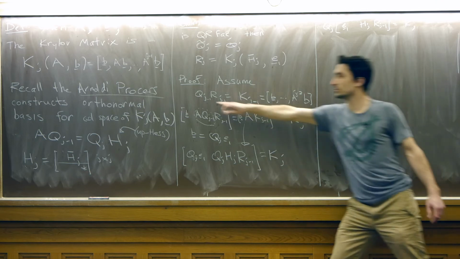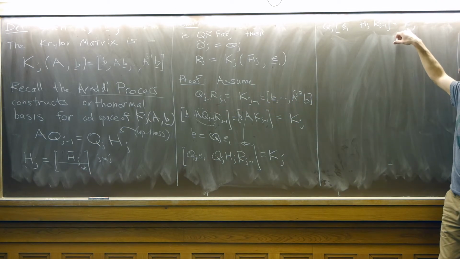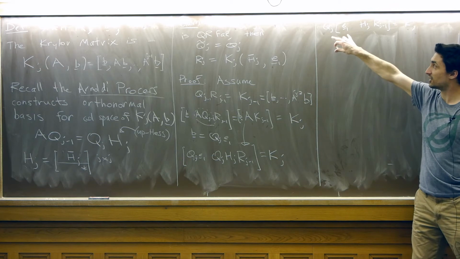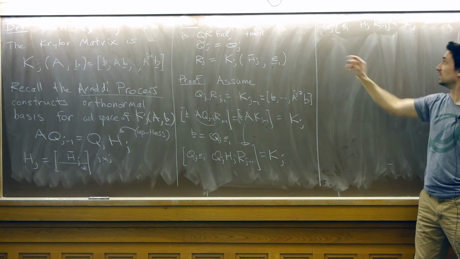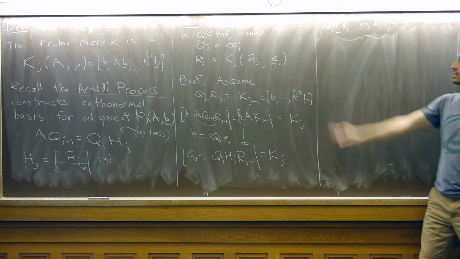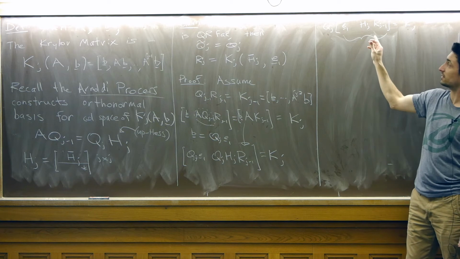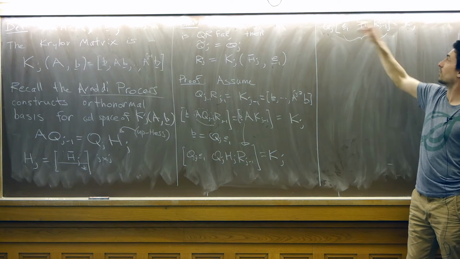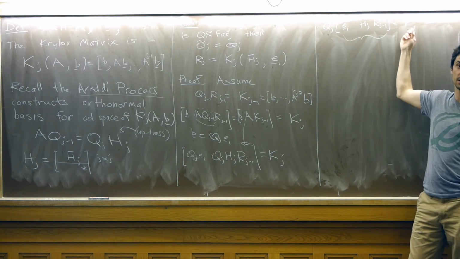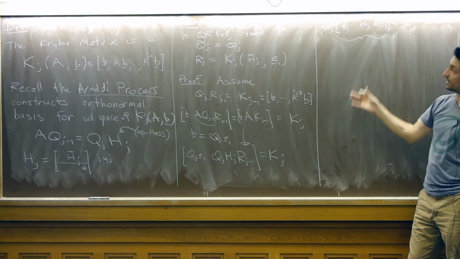Now we started by assuming this, so by induction all we need to do is show that the jth Krylov matrix has the QR factorization that we want. So we just need to show that this is upper triangular. We already know this is a set of orthonormal columns. Once we show this is upper triangular, we will have found a QR factorization for the Krylov matrix. And by uniqueness of the QR factorization, we'll be done.